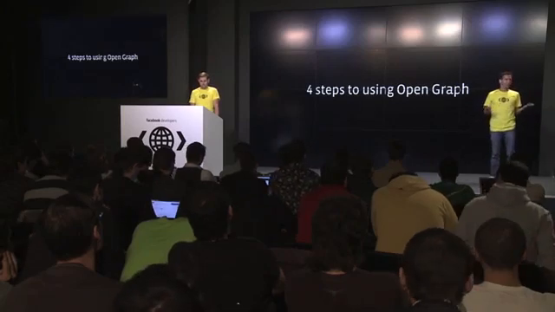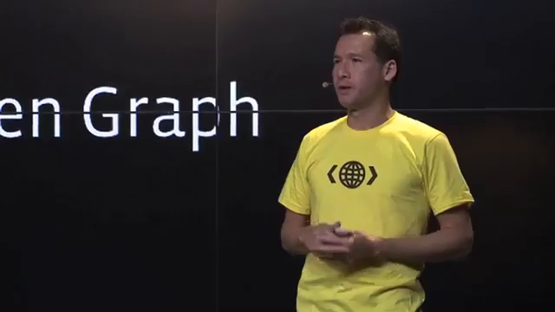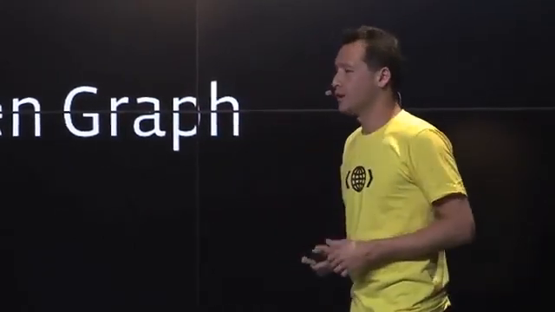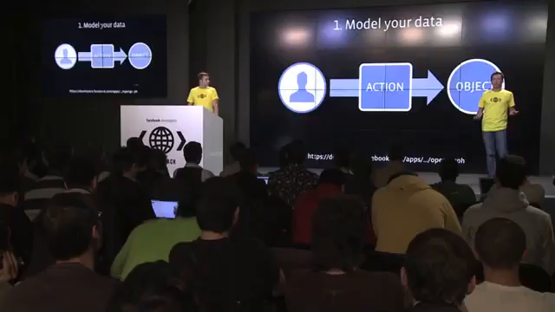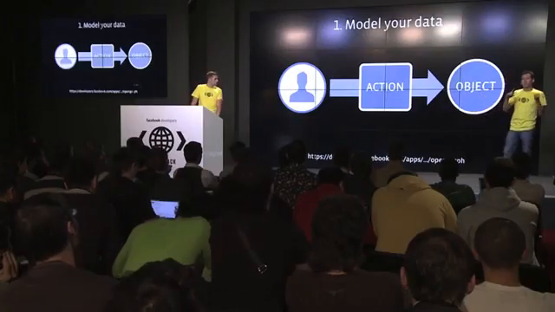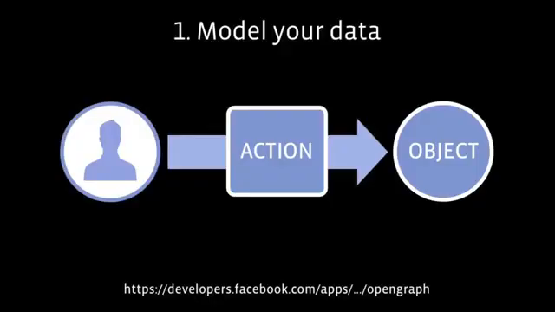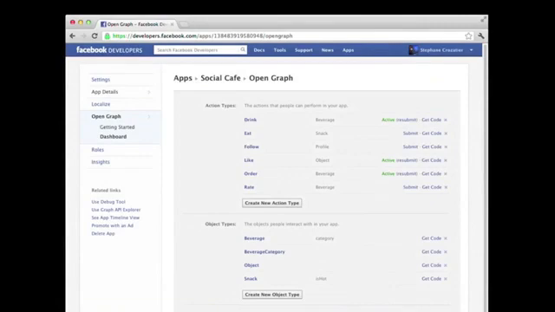So as a software developer, how do you take advantage of the Open Graph? There are 4 steps. Only 4 steps you need to remember. It's pretty easy. First, you need to model your data. So 2 questions. 1, what can users do in your app? And 2, what type of objects do they manipulate? Once you get the answer to those questions, you go to the dev app, the application dashboard on Facebook, and you model your data. You create your custom object types, and you create your action types.